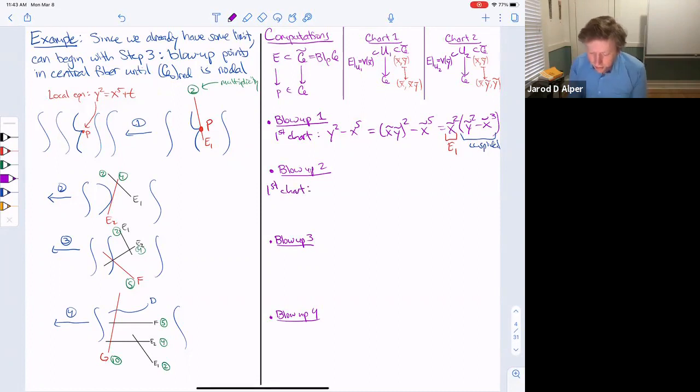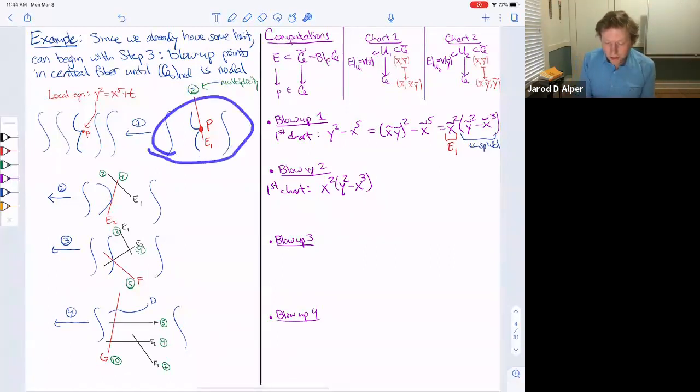So in the first chart, my original equation, going just for the x tilde, is x squared y squared minus x cubed. So this is the equation of the central fiber in this. So I'm sort of changing my variable again.